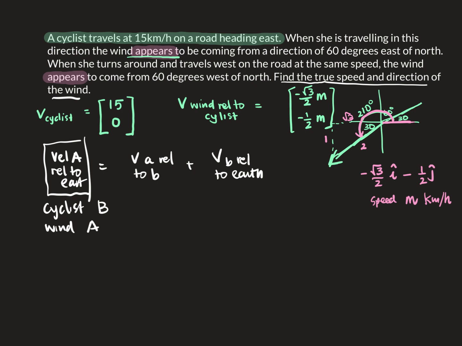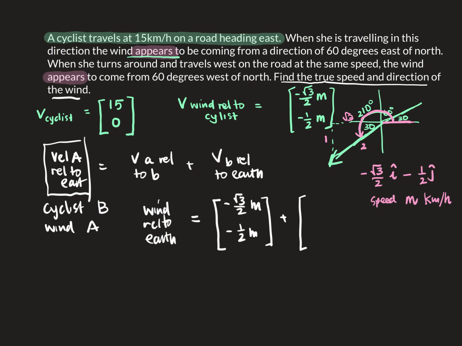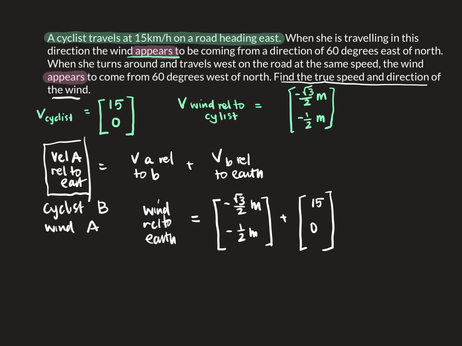So the wind relative to Earth is going to equal the velocity of A, the wind relative to B, the cyclist, which is going to equal this one here, negative root 3 on 2 m, negative 1/2 of m, plus velocity of B relative to Earth. That's what our cyclist is doing, 15, 0. Okay, so that's the first situation.